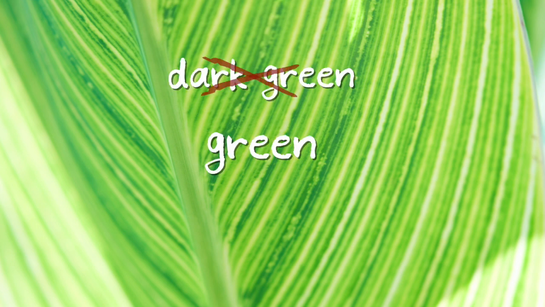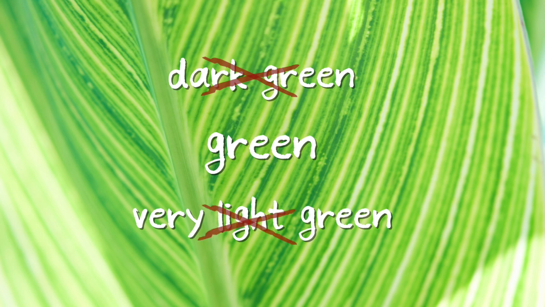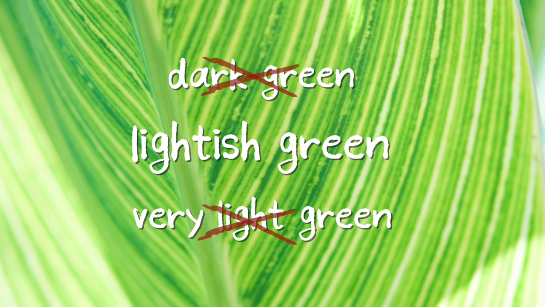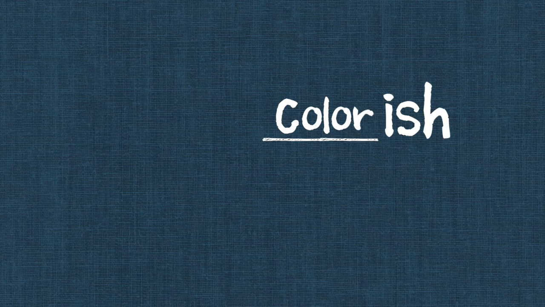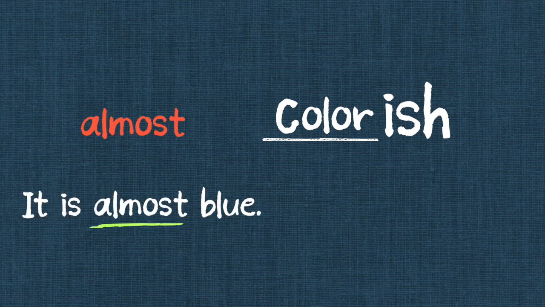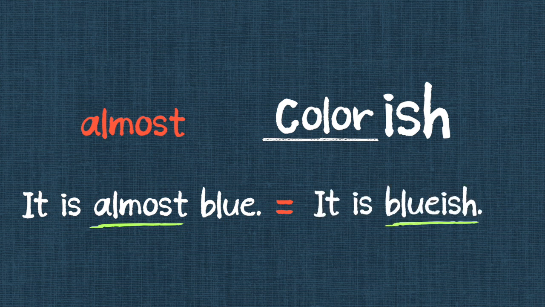Another example, if something is green, but it is not a dark green and not a very light green, what could you say? It is a lightish green. If you say it is light green, then that is very specific. But if it is not very light, then you can say lightish green. When we are describing colors, we can also use the word almost. It is almost blue. That means the same thing as it is bluish.